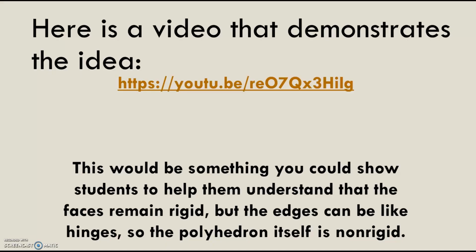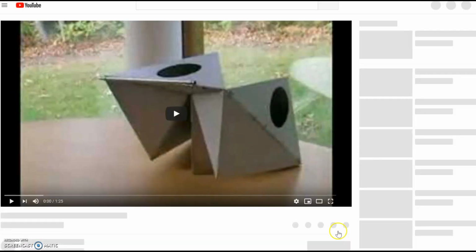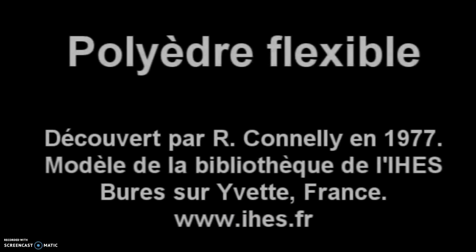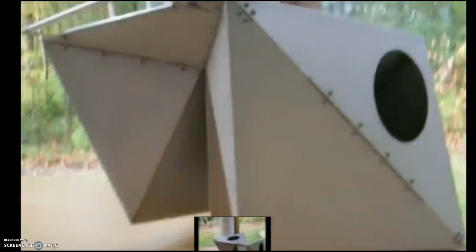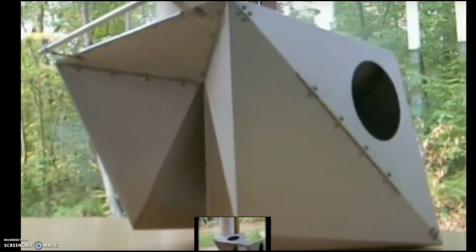And so there are a couple of different kinds of polyhedron, and I'm going to be talking about the non-rigid polyhedron. There are actually rigid polyhedra also. So there was a model that someone created, and this is the video of that model. And it helps to kind of picture what a flexible polyhedron would look like.